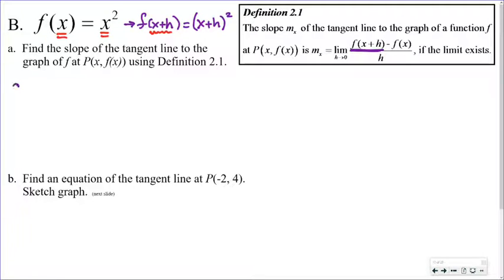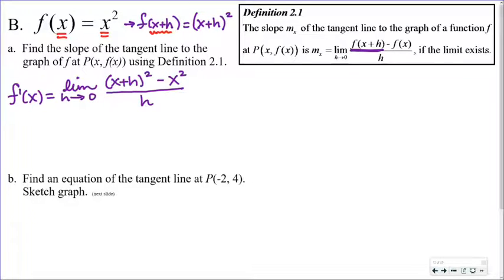Okay, so the derivative equals the limit as h approaches 0 of f of x plus h, that's x plus h squared, minus f of x, which is x squared, all over h. And if I do direct substitution, you'll see you get x squared minus x squared over 0, which is 0 over 0. So now I'm going to do something algebraic, and what I'm going to do is FOIL what's in the parentheses here and see if that gets me anywhere.